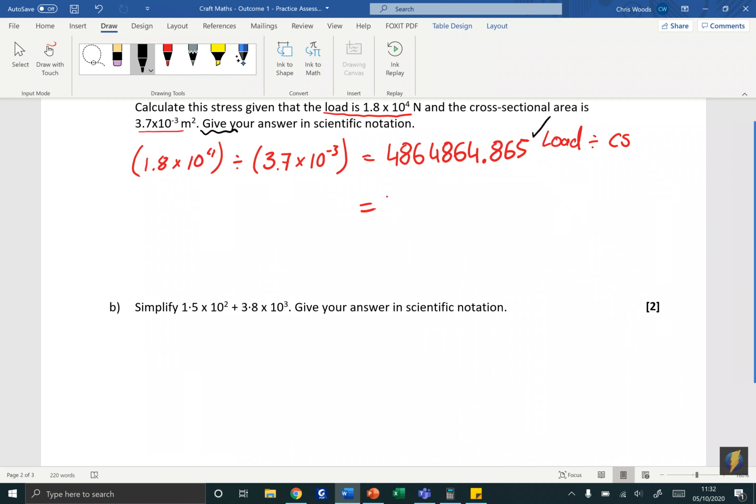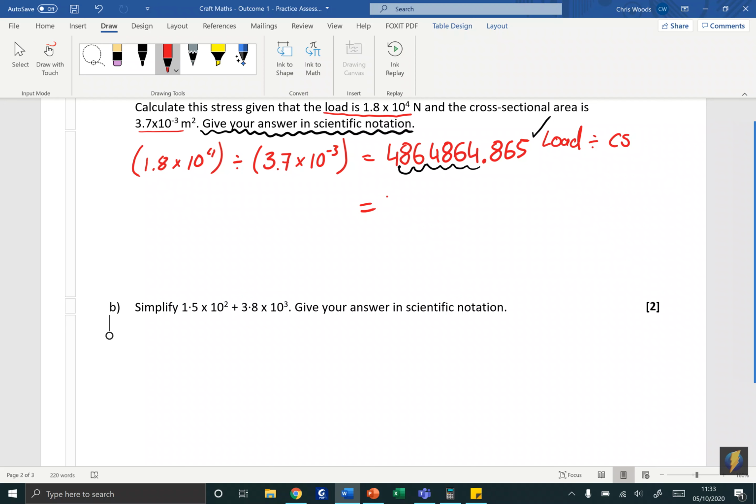But the last bit we need to do, it says give your answer in scientific notation. So we're going to change this to scientific form, which is what you did previously. You want to move the decimal from where it is in the number now to in between the first 2 significant figures. The first 2 significant figures there are 4 and 8. You just need to figure out how many spaces you need to jump it. So 1, 2, 3, 4, 5, 6. So your final answer is going to be 4.864864865 times 10 to the power 6.